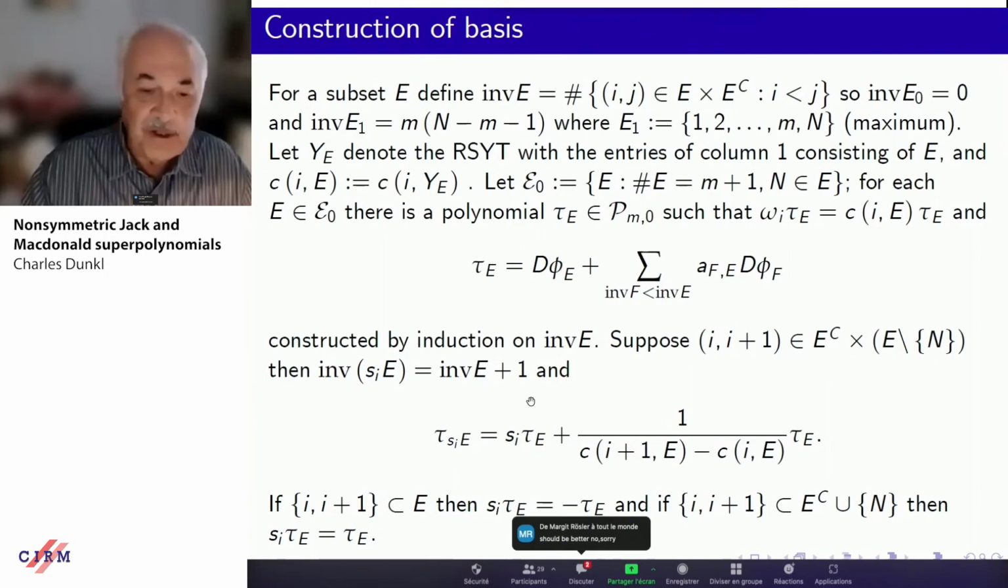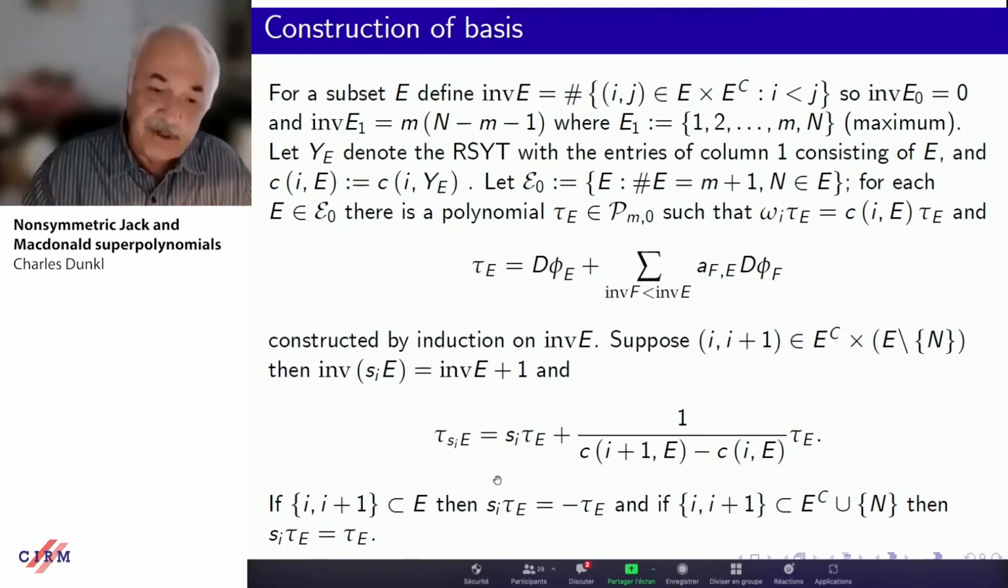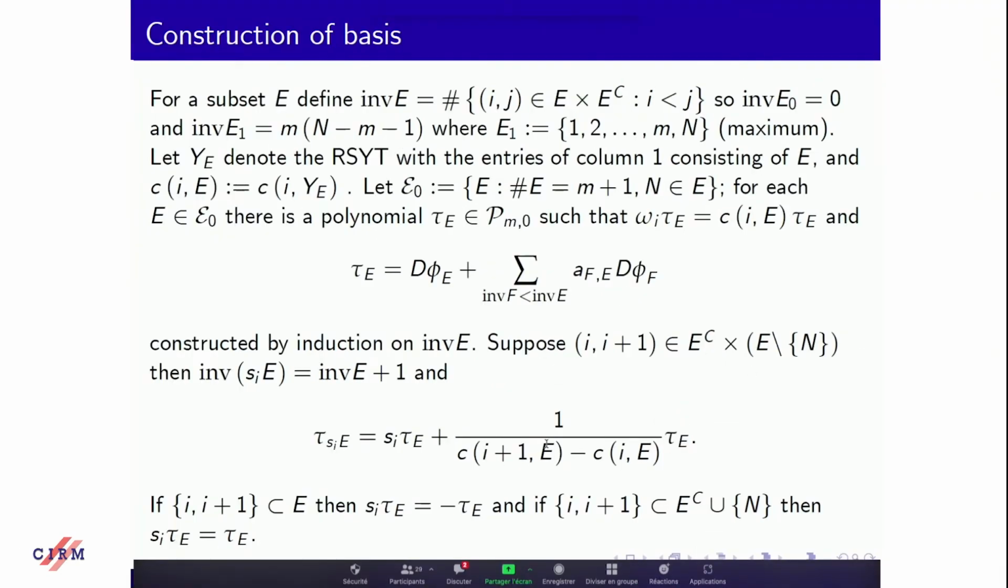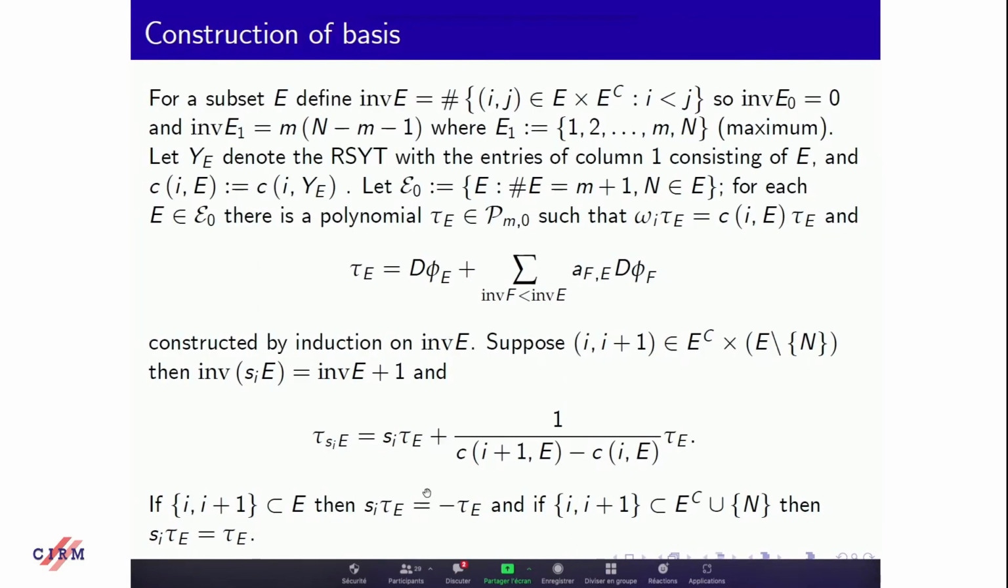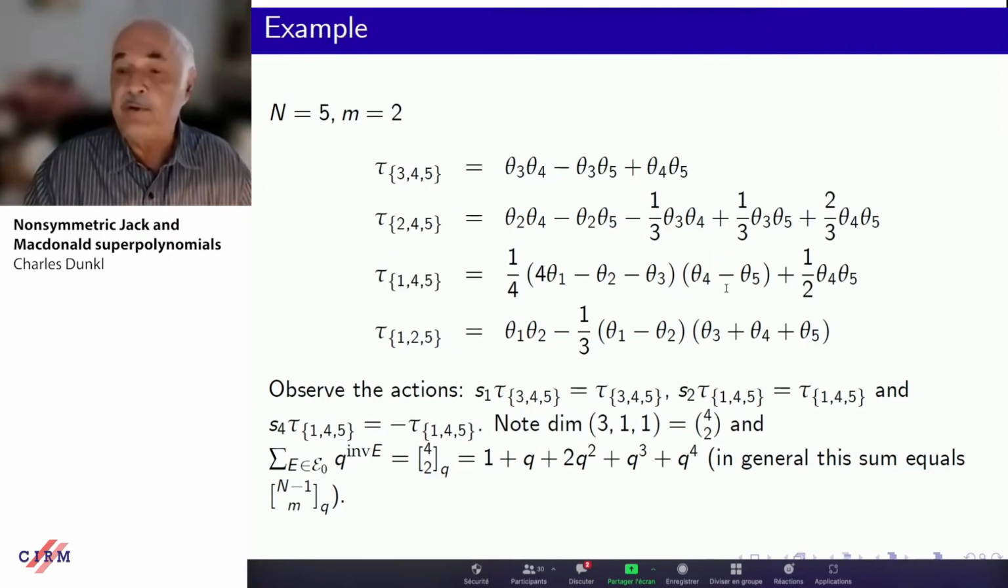And this is a typical formula to go from, you move one element from the first column into the row, and then this is how the standard formula produces it. And they have the right properties with respect to the action of SI. Here's an example. N is 5, M is 2. So this is the set {3,4,5}, {2,4,5}, {1,4,5}, but they're not all there, {1,2,5}. So for example, let's look at this one, {4,5}. If you switch 4 and 5, this gives you a minus sign, and this gives you a minus sign because you reverse the order for these variables. The dimension, as I said, is 4 choose 2.